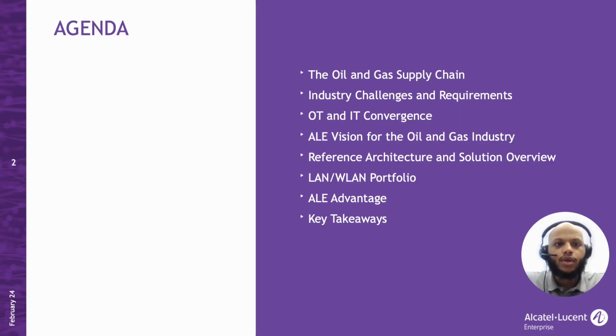So here's the agenda. I will start with introducing the oil and gas supply chains and sectors. Then I will discuss a few key challenges faced in the industry and some of the communication requirements for the critical infrastructure. Then I will discuss the current trend of IT and OT convergence and benefits for the same. After that, I will present to you the vision that ALE has for the industry. We will then go through the famous Purdue reference architecture commonly used in industrial control systems, and we will give an overview of the solution architecture that ALE proposes to meet the industry's challenge.